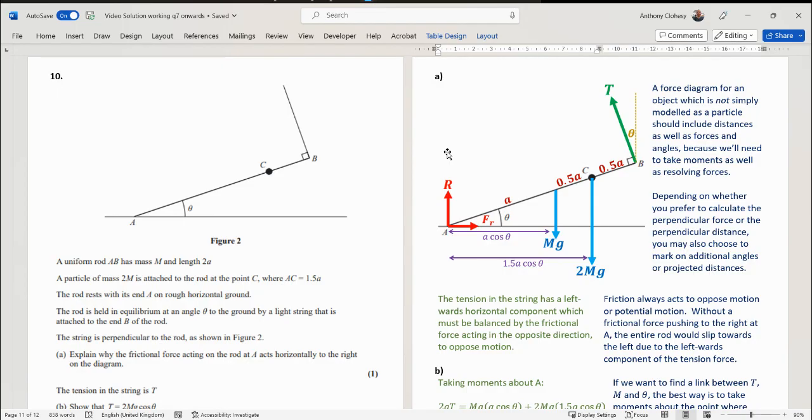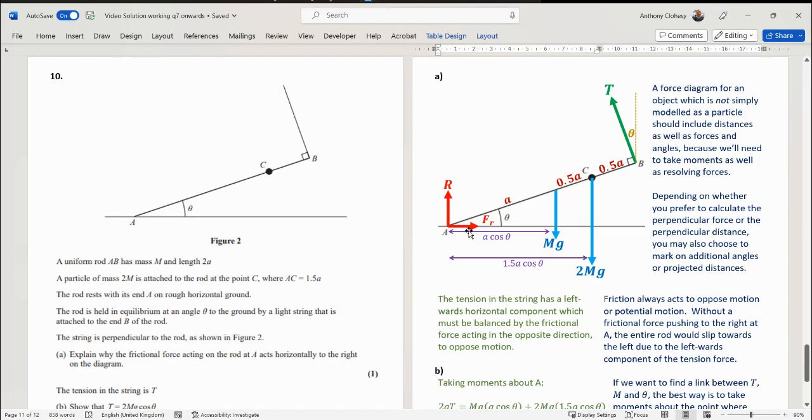But it says it's a rough horizontal ground, so we need to consider friction. And in this particular case, they've helped us out a little bit with question part A, because they're explicitly asking you to consider and notice that friction acts horizontally to the right. So that's a free force straight away for your diagram. They tell you that friction acts to the right. They're just asking you to explain why.